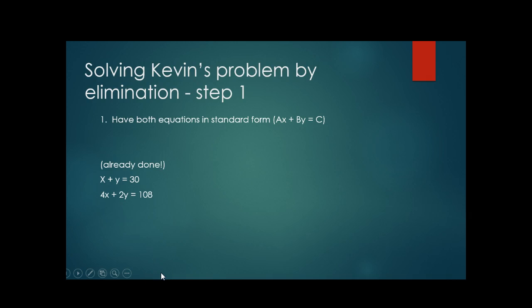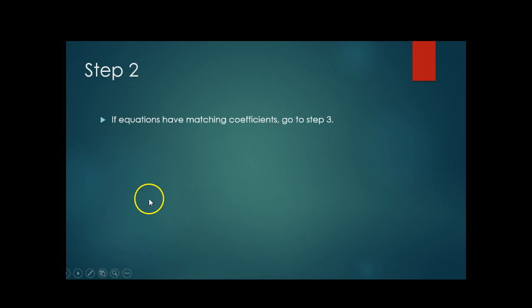So the first way we found was substitution. The second way we're going to find is elimination. In order to do that, the first thing you need to do is have both equations in standard form. So ax plus by equals c. The good news about this problem is you already have it in standard form. 1x plus 1y equals 30. 1 is a, 1 is b, c is 30. The second one is also in standard form, ax plus by equals c. So we've got it done.